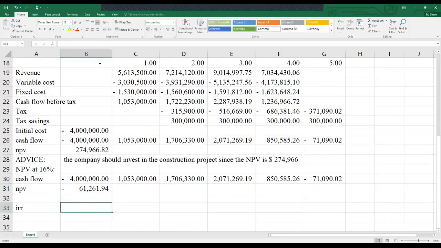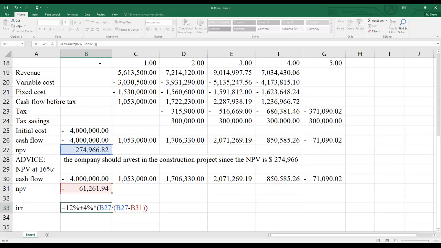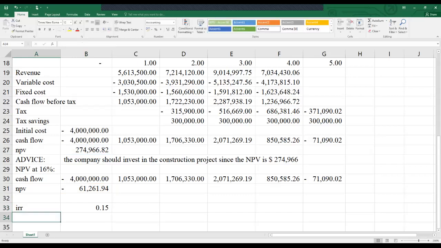Therefore, IRR is equal to the lower discount rate, which was 12%, plus 16% minus 12%, which is 4%, multiplied by the NPV at 12%, which was 274, divided by 274 minus the NPV at 16%. Is that clear? A plus B minus A multiplied by NPV at A, divided by NPV at A minus NPV at B. And therefore we get our IRR.